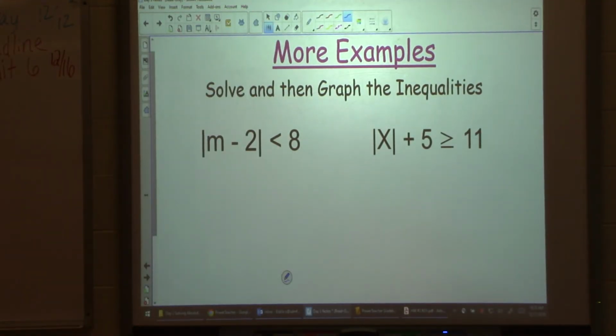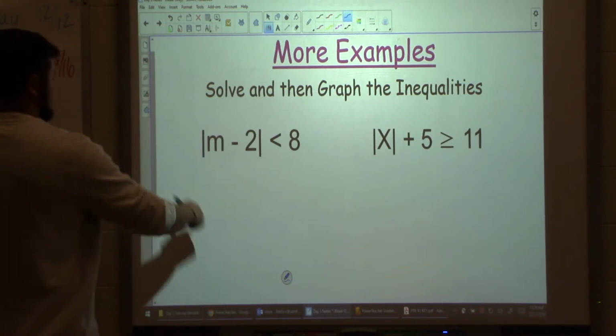Alright guys, is that first absolute value by itself? In the first problem, we have absolute value of m minus 2. Is that by itself? Yeah. So we can change it. What type of statement do we have? Less than or greater than? Less than. So we're going to change it to an and problem. So let's do that. Alright, so let's change it.